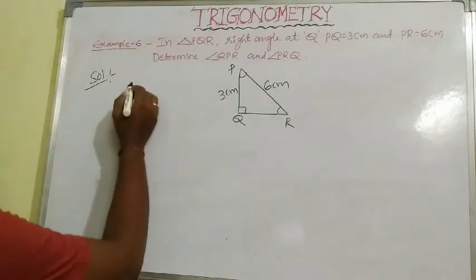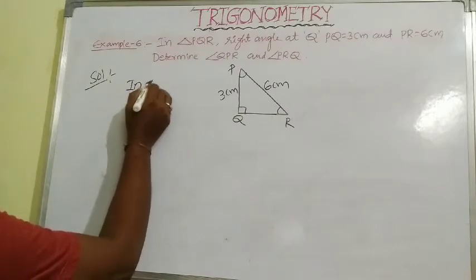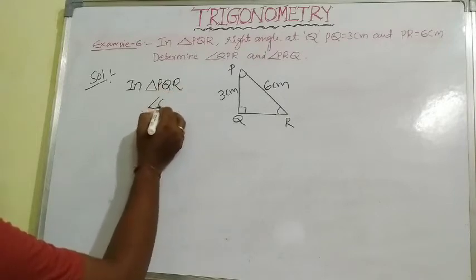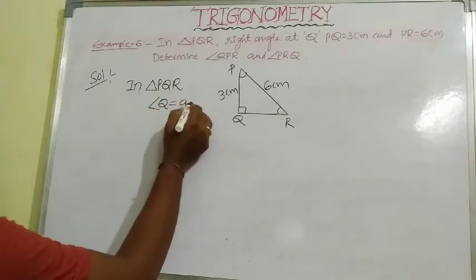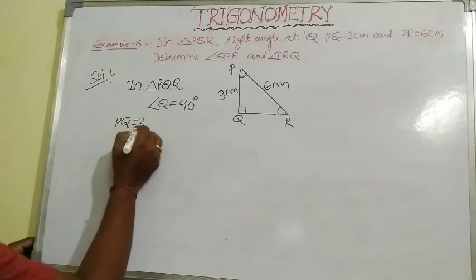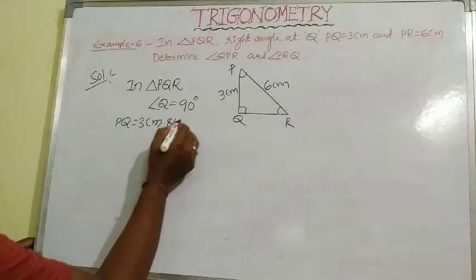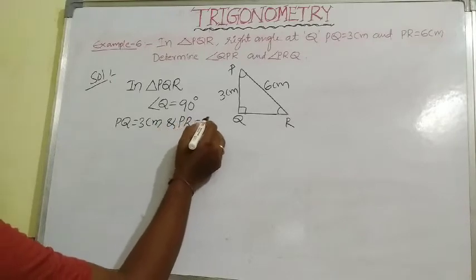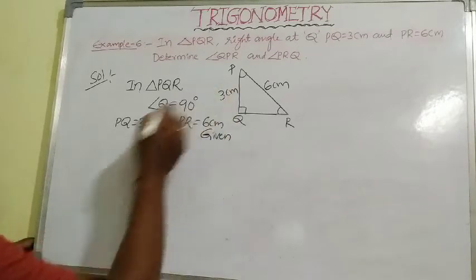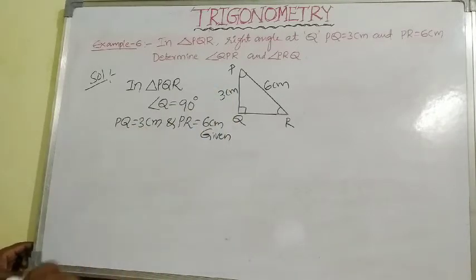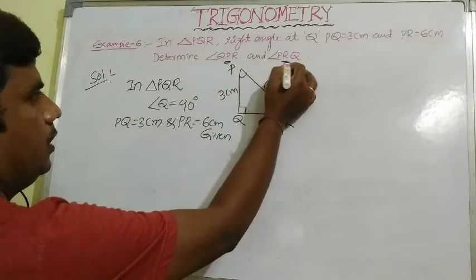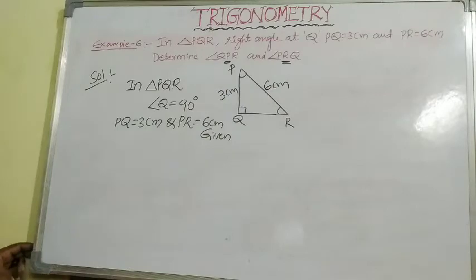So first in the solution, in triangle PQR, where the right angle Q equals 90 degrees. Next, what is given? PQ equals 3 centimeters and PR equals 6 centimeters. Now we have to find angle QPR. Angle QPR means the angle at P. Angle PRQ means the angle at R.